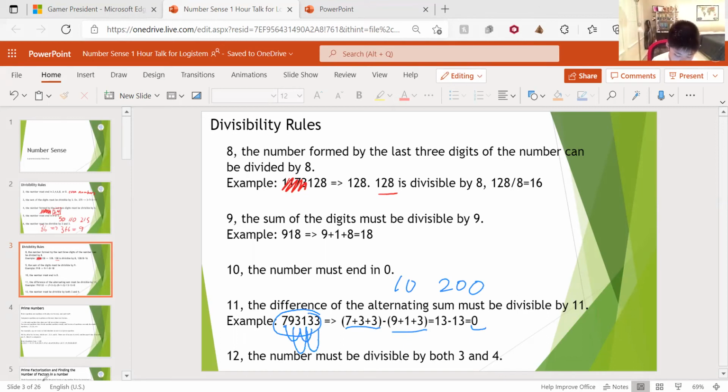So for 12, the number must be divisible by both 3 and 4. So, for example, 144. 1 plus 4 plus 4 equals 9, which is divisible by 3. And for 4, we omit the 1. We're left with 44, and 44 is divisible by 4. So, 144 must be divisible by 12. That's it. Then we move on to prime numbers.